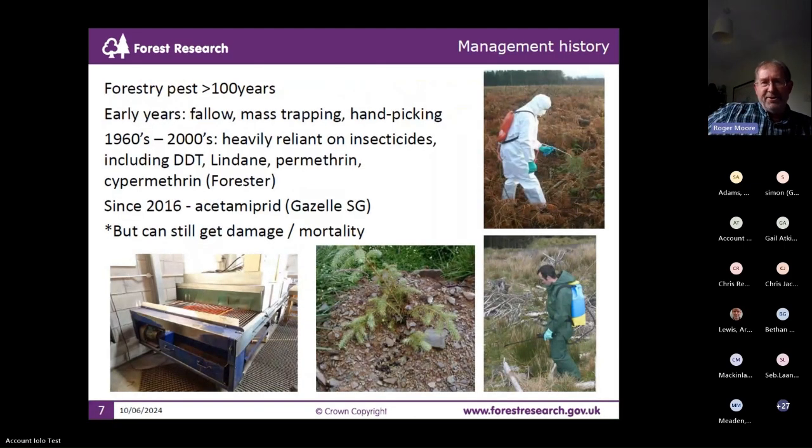Yeah, so in terms of the management history, Hylobius has been a problem for over 100 years now. And the problem has gradually got worse as we've become more and more efficient in terms of felling trees. In the early years, there was some knowledge about fallow, so occasionally that was used. There was also some mass trapping, hand picking of weevils off trees, all sorts of things that we wouldn't even consider now. And I shan't ask for a show of hands as to who's actually done that, because I can imagine the response.